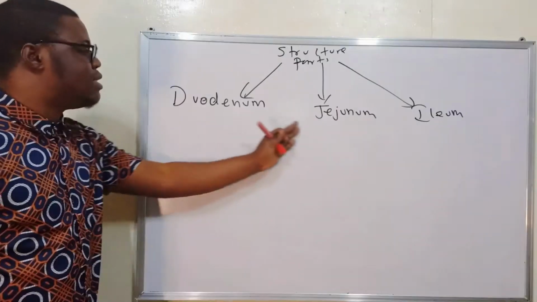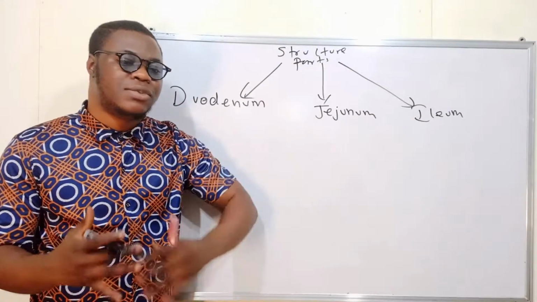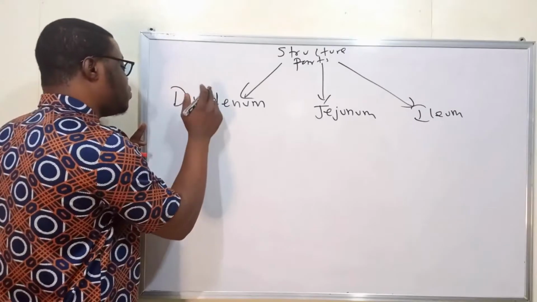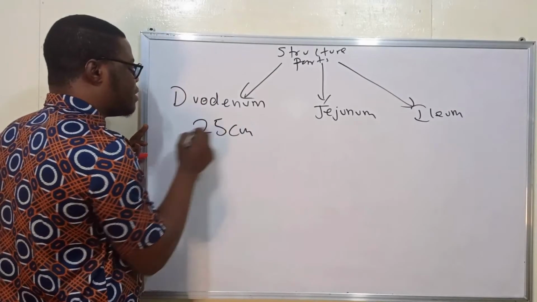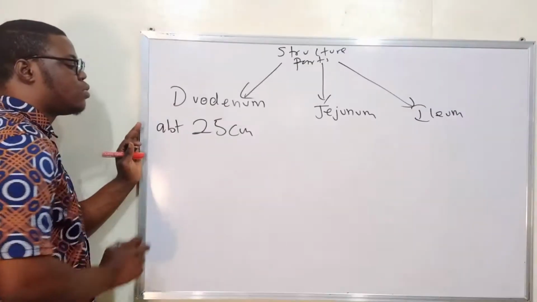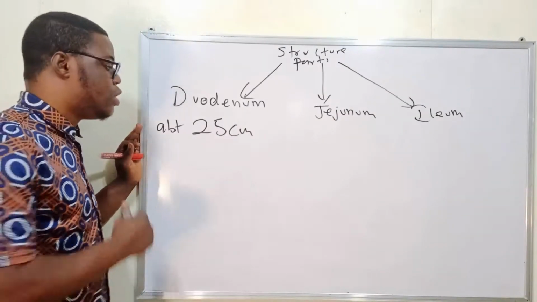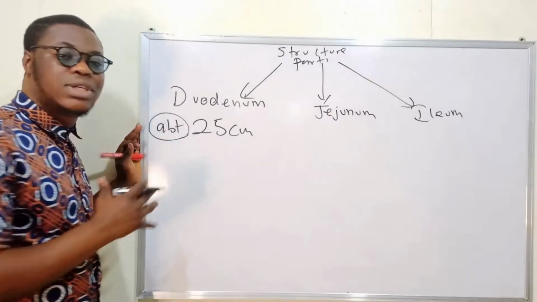Now, these guys, they have their own length. So the length for this duodenum is about 25 centimeter. In some textbooks we find 30 centimeter. They are also correct too. So just use your word, about.